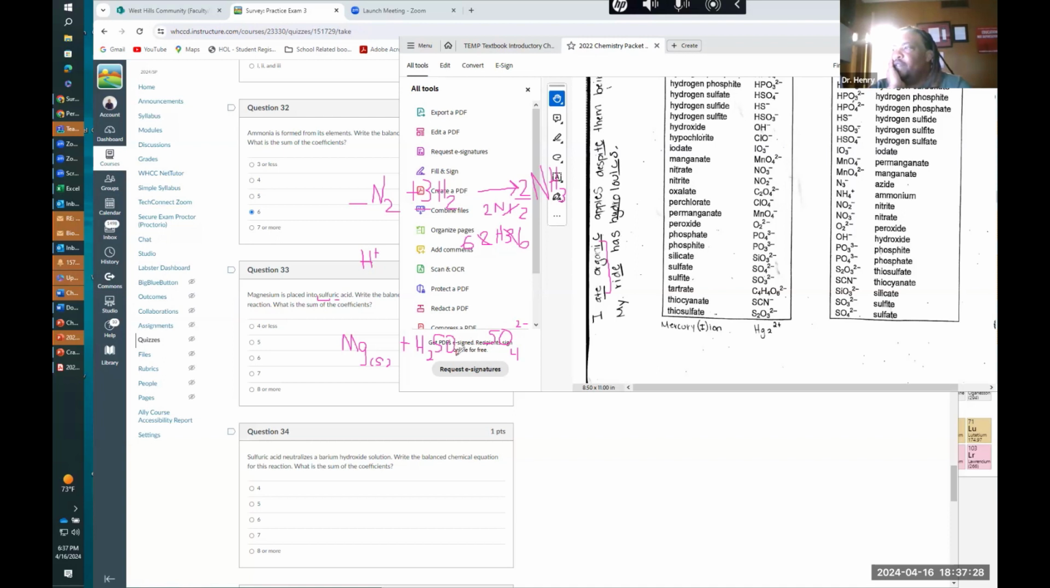And we know that for it to be an acid, it also has to be aqueous, AQ. So I can go ahead and erase this part here.